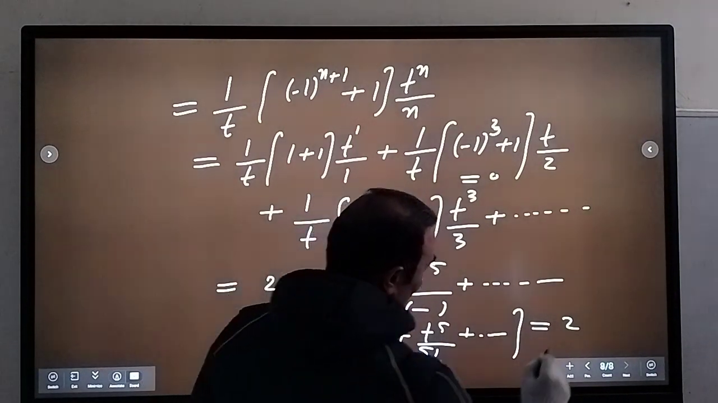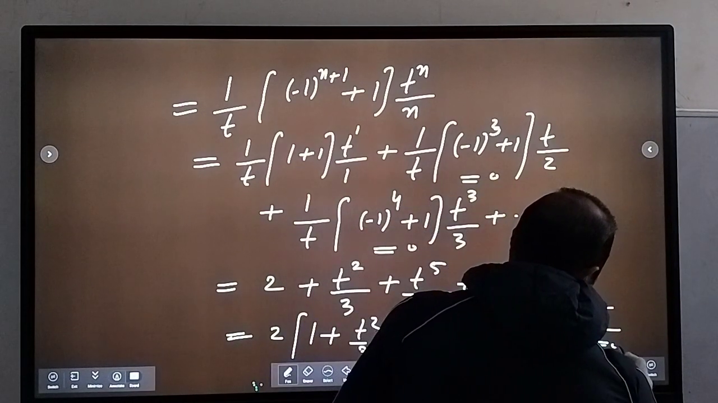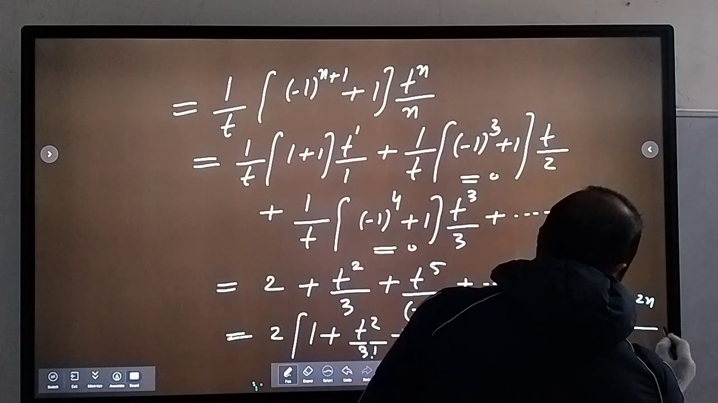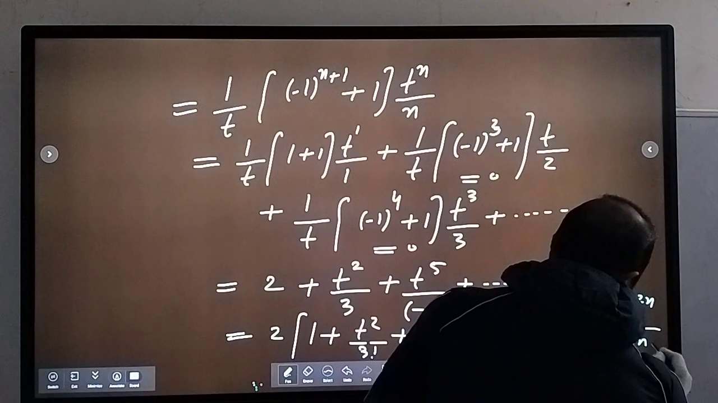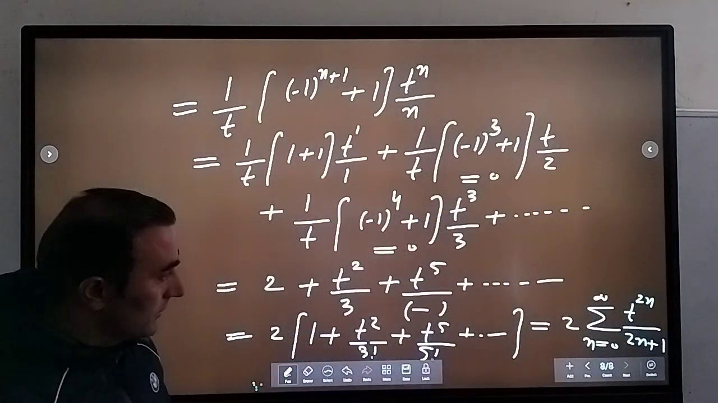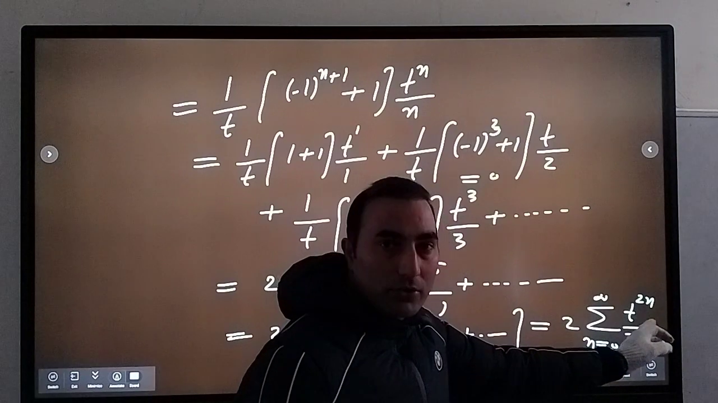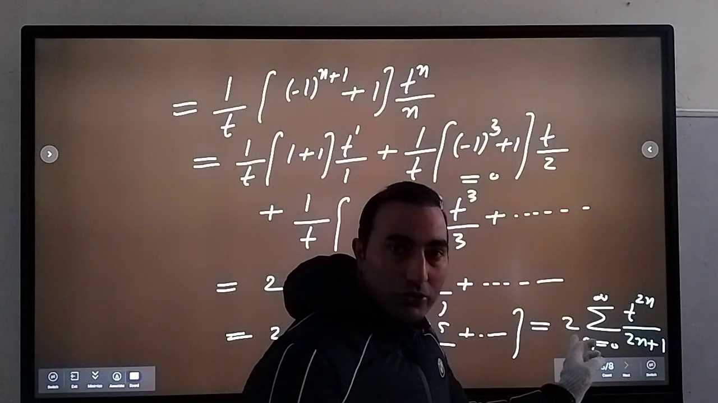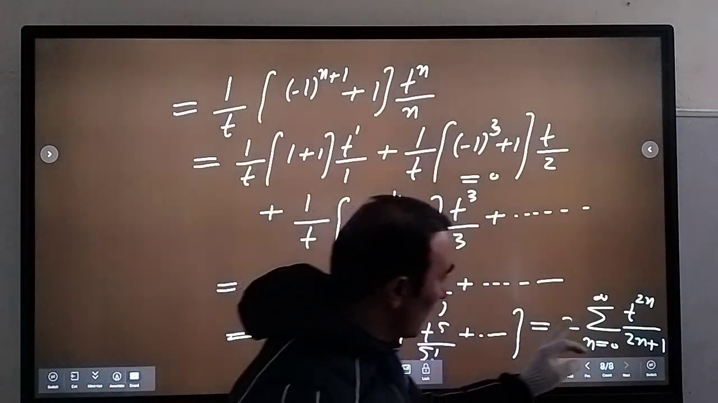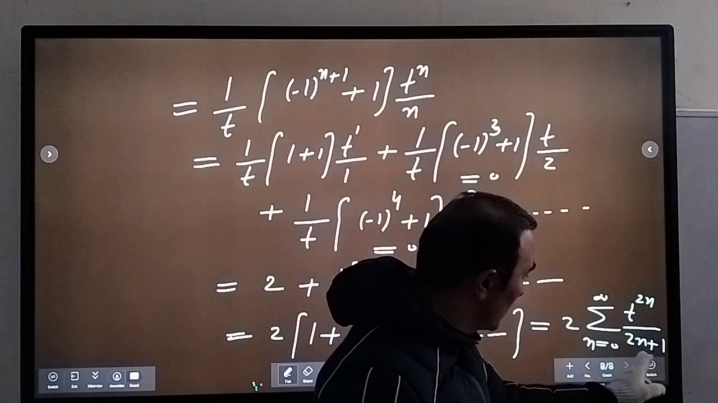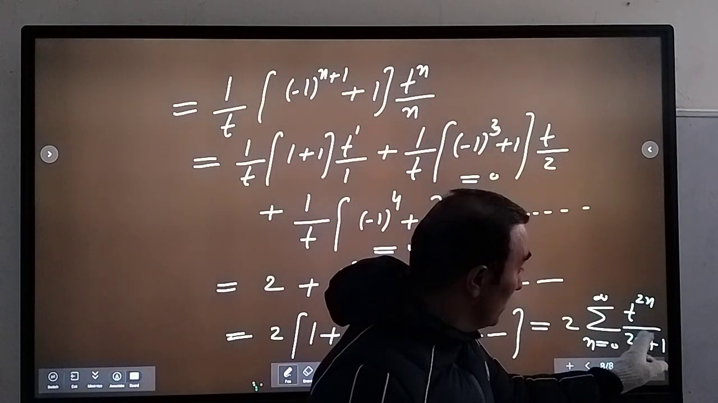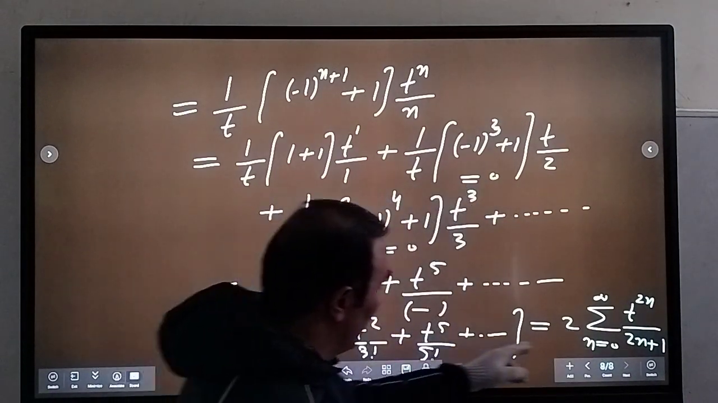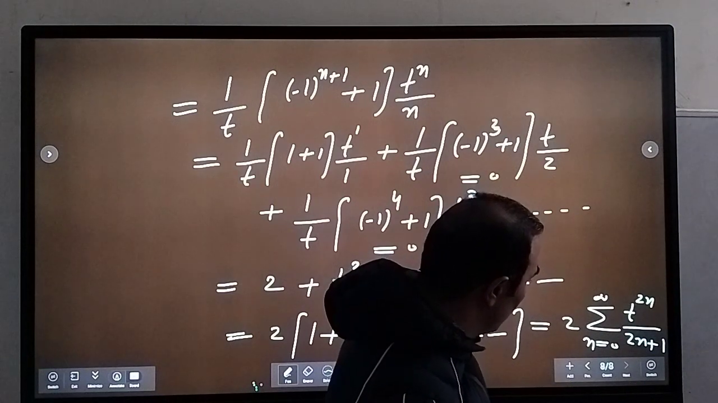So this I can write as twice summation, starting from 0 to infinity, t raised power 2n upon 2n plus 1. I can write it like this because by putting n equal to 0, this is t raised power 0 divided by 2 into 0 plus 1, so this term becomes 1 overall. Outside is 2, so this is this 2, right? And next, when you put n equal to 1, this becomes t square upon 2 into 1 plus 1, it will be t square by 3, and this 2 is here, right?